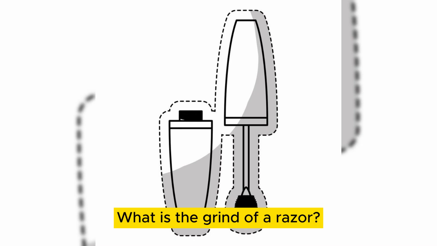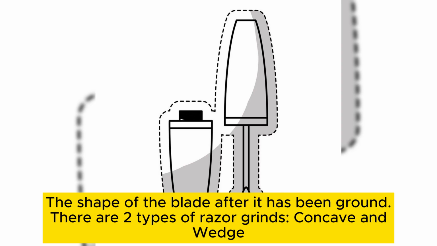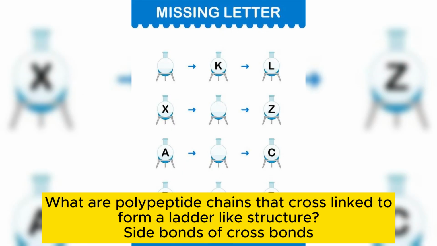What is the grind of a razor? The shape of the blade after it has been ground. There are 2 types of razor grinds, concave and wedge. What are polypeptide chains that cross-link to form a ladder-like structure? Side bonds or cross bonds.